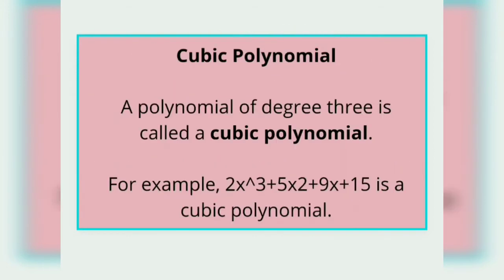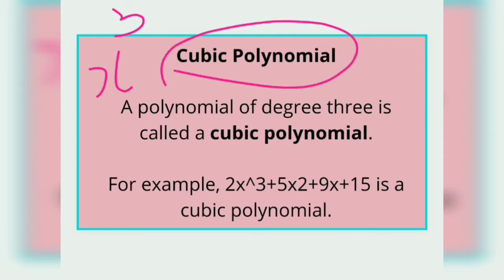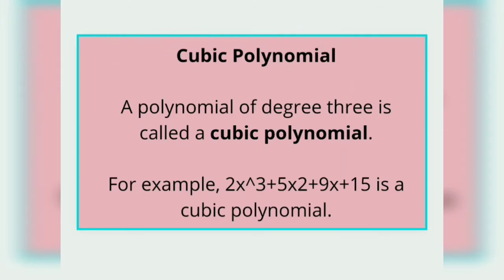Now the last one is cubic polynomial. Cubic means 3. If the degree of x is 3, then that is a cubic polynomial. In the given example, 2x raised to power 3 plus 5x square plus 9x plus 15, the highest is cube only. See? So this is a cubic polynomial. I hope you all have understood, because these are the questions asked in exercise 2.1. So we move to the next one.